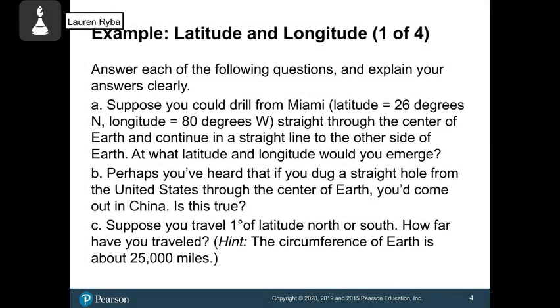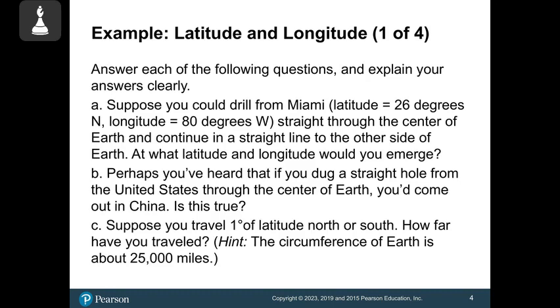Let's look at some questions here. Question A, suppose you could drill from Miami, which is a latitude of 26 degrees north and a longitude 80 degrees west, straight through the center of the Earth and continue in a straight line to the other side of the Earth. At what latitude and longitude would you emerge?